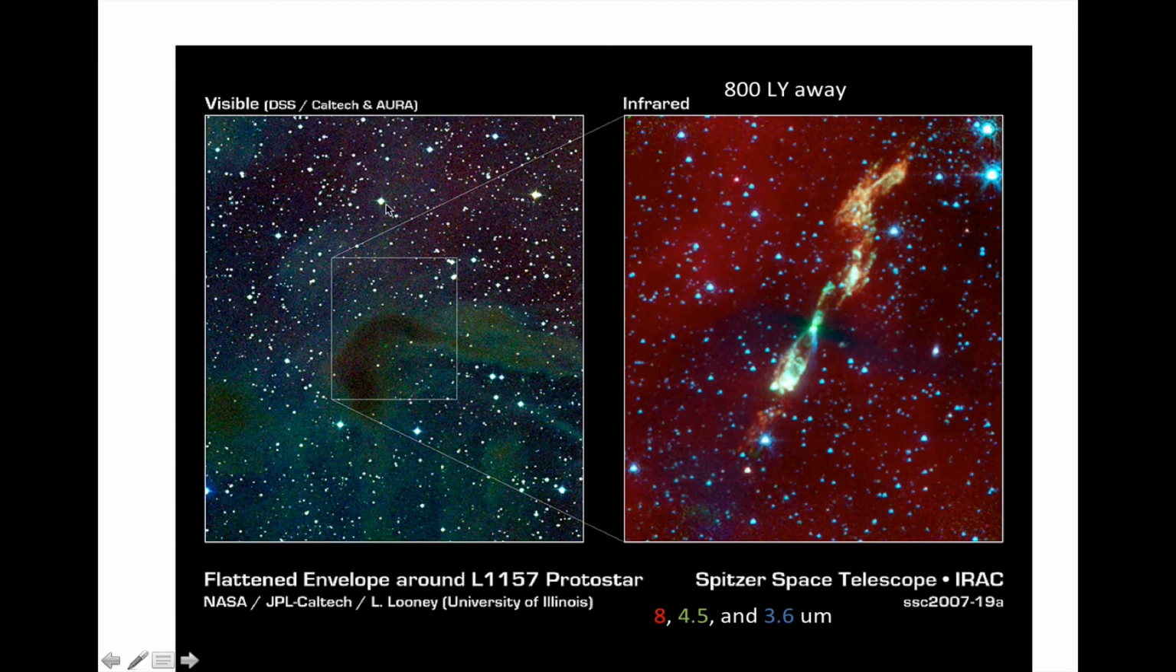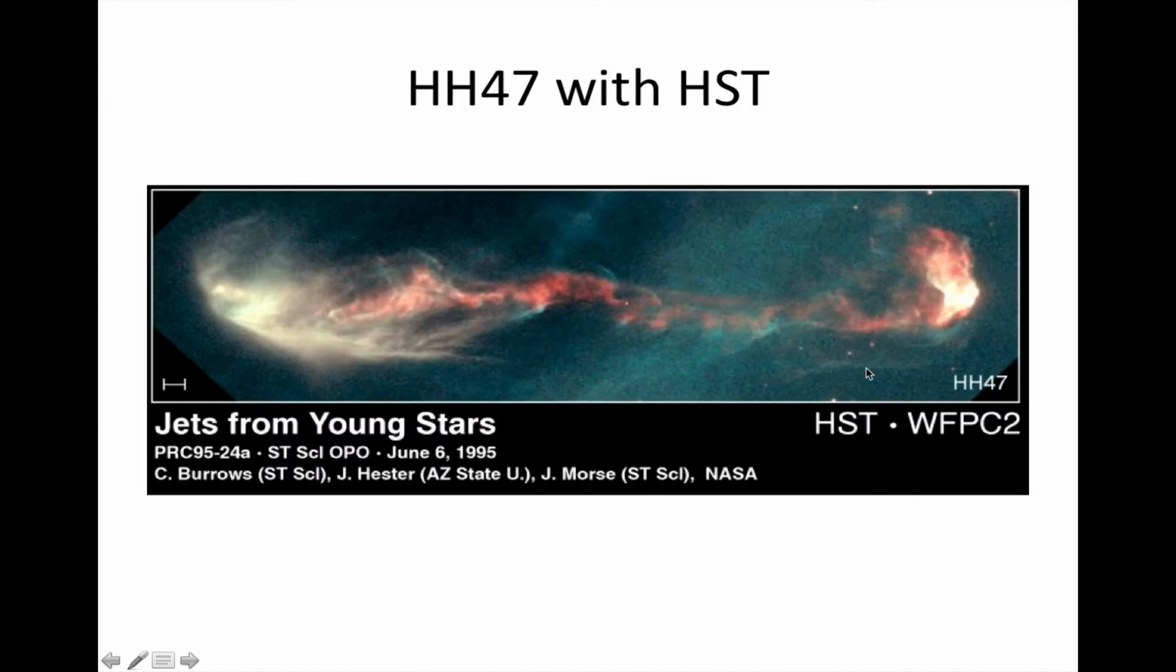So here are some real images of jets. This is the dark cloud. You can't see through it at all in the optical, but when you look in the infrared, you can see that there's a young star in there. If you look really closely, there's an edge-on disk, and you can see the jets coming off and creating huge amounts of light in the infrared that you really can't see in the visible.